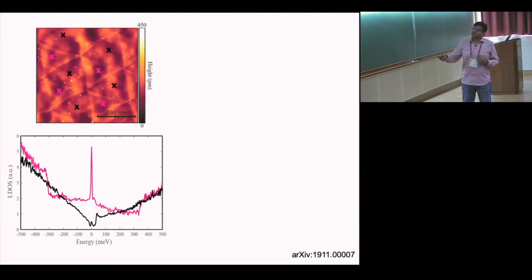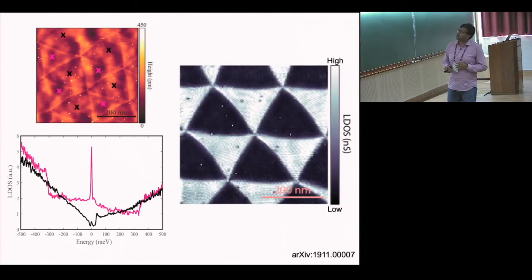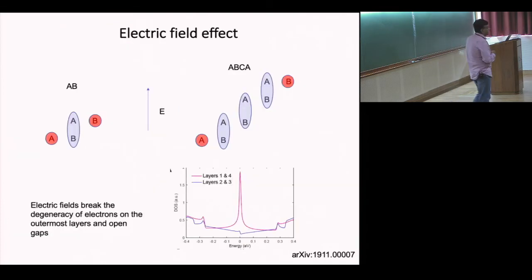But the easier thing to do in STM is to just look at the spectrum. And if you look at the spectrum, there's an amazing difference between these two regions. So if I sit on this black region, that's a spectrum of ABAB Bernal graphene. And if I sit here on these pink regions, that's a spectrum of a beautiful flat band for ABCA rhombohedral graphene. And this is uniform, so it looks kind of messy here, but if I look at the density of states at this peak, it's beautifully uniform in the entire region.